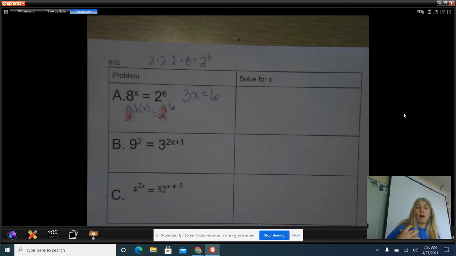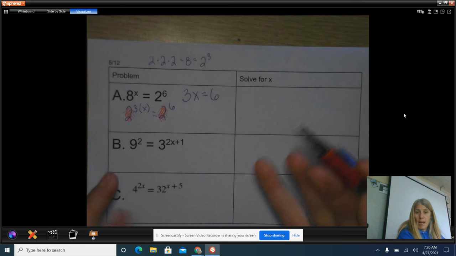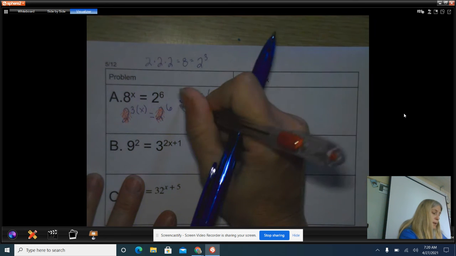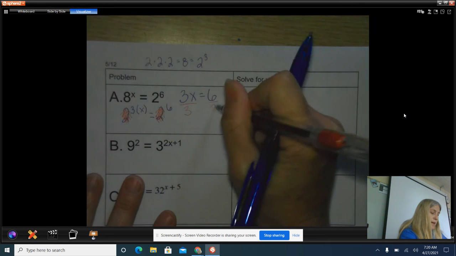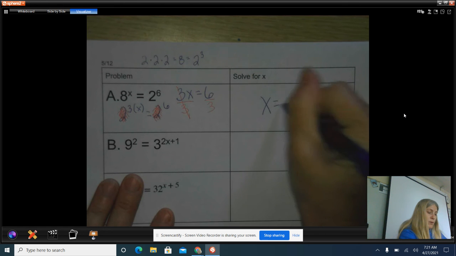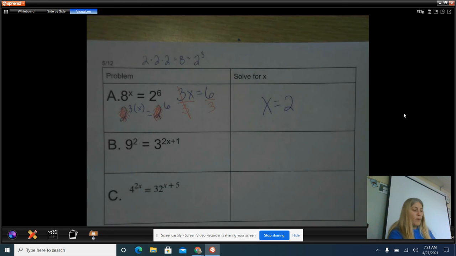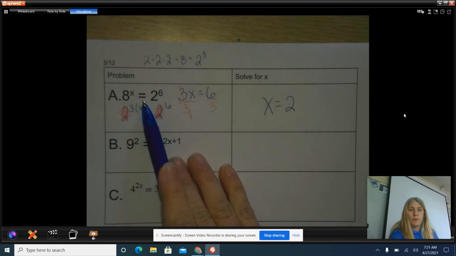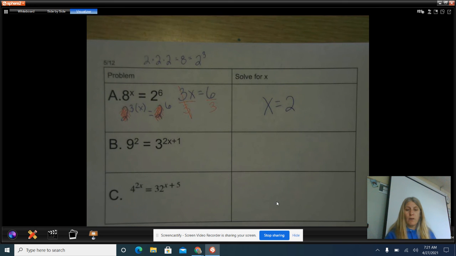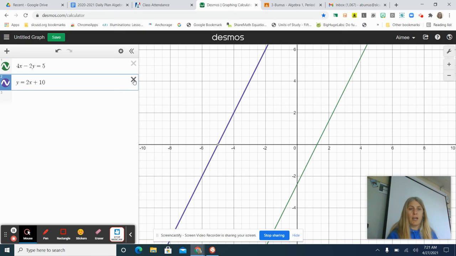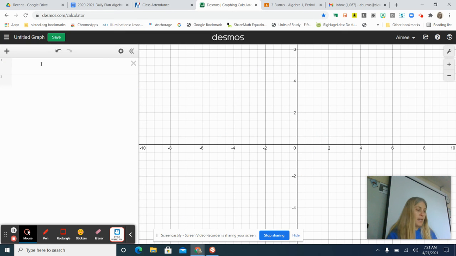So we've made a problem that was somewhat difficult into something more manageable, now a one-step equation. We're now going to finish up by doing the opposite of multiplying by 3, which is dividing by 3, and our final answer, x is equal to 2. So what we're saying is 8 squared is equal to 2 to the 6th. We're going to take a look on Desmos and double check this, so we can verify our answer.